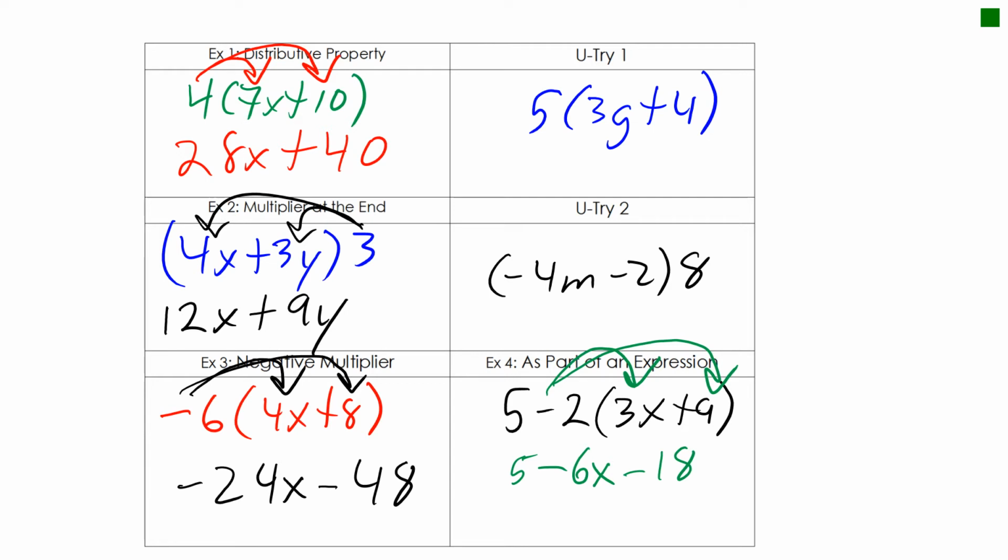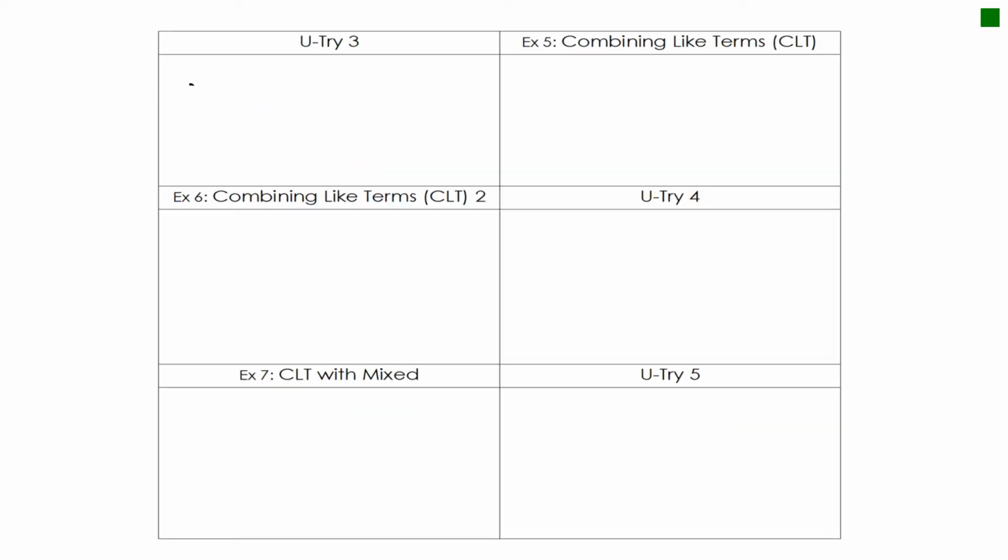Am I done? No, I am not, because now I have like terms that can be added together. I like to use colored pencils and circle and use boxes and triangles. So I have one set of like terms here, 5 and -18, which adds up to -13. I bring down the -6x, and I have finished distributing and simplifying that expression. Here's your U-try: -6 times (-3x plus 2y).